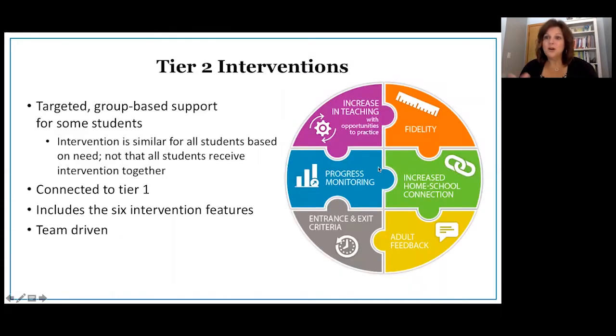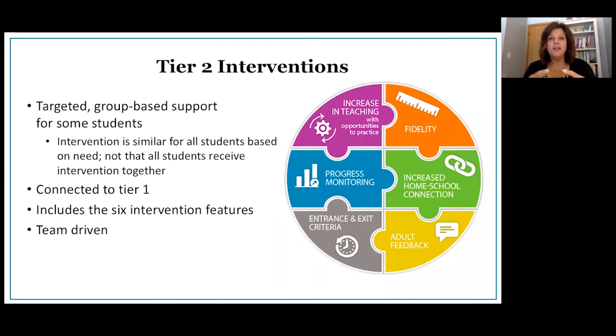Okay, so I'm going out on a limb, but I think it's highly likely that we've all had many things on our mind during the past few months other than Tier 2. Fair? So let's do a quick review of Tier 2 interventions to just get our heads back in the game and really thinking about Tier 2.